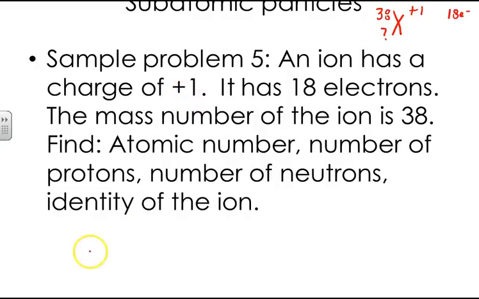Okay, well, first of all, it has a charge of positive 1. We know that we have 18 electrons. So if we have 18 electrons, that's negative 18 plus the number of protons, we'll call that X, equals positive 1. If you solve this, add 18 to either side, X is equal to 19.